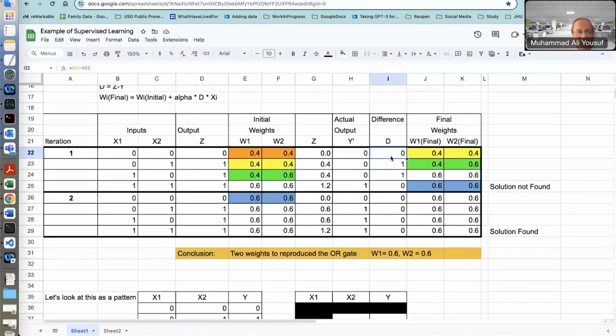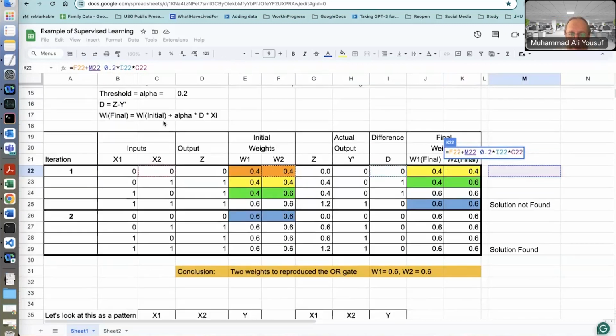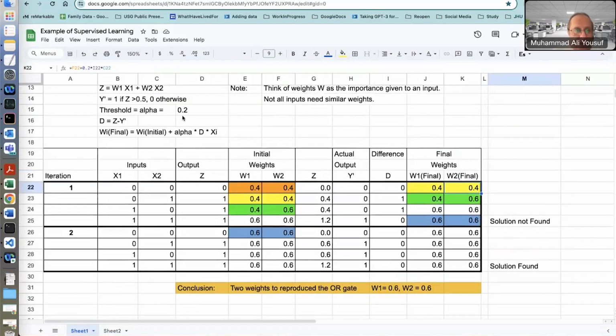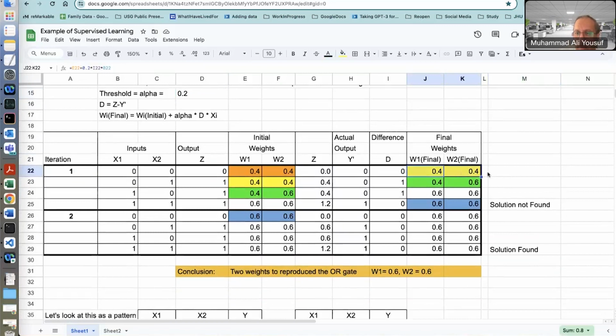And if the difference is 0, from this equation, if this quantity is 0, the original weights and new weights remain the same. The equation is there. You can see the equation there. 0.2 is there. D is this one, I22, and B22 is X1. Second one, this one, looks the same, but now it is talking about X2. So rather than this one, this is now taking C22. The 0.2, remember, is the value that we are giving to this parameter.